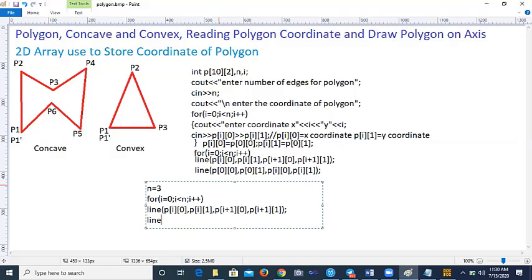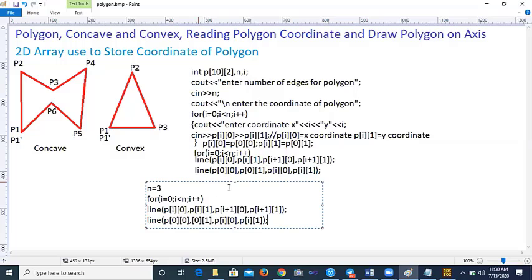So once you draw this, then what's your last point to the first point line? Line P of 0, 0, comma P of 0, 1. This is the last point to the first point, P of I0 to P of I1. So this becomes your last point, means P3 to P1 dash. These points you are going to draw. This is the last line, P3 to P1. That's the lines you can draw.